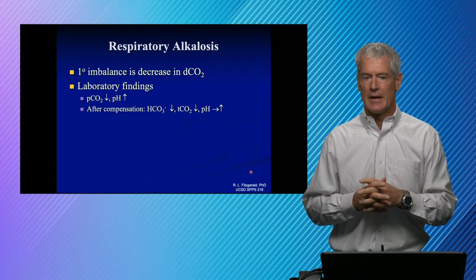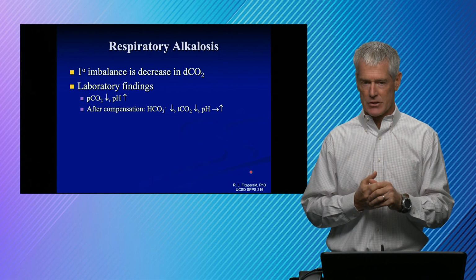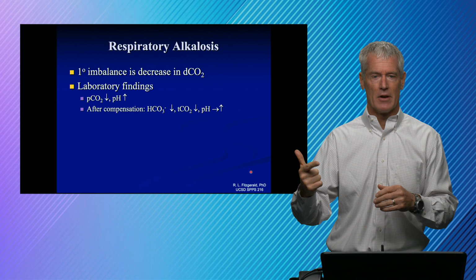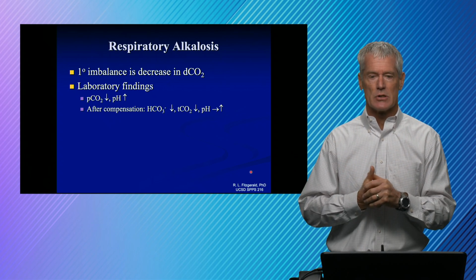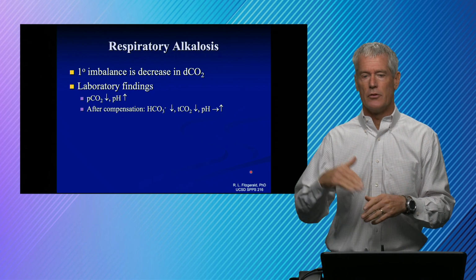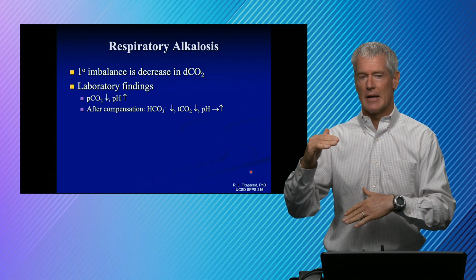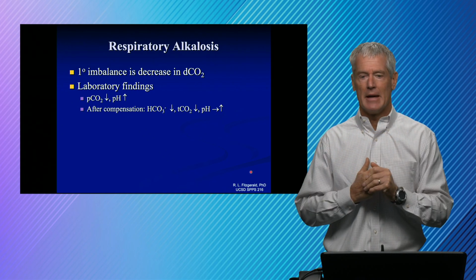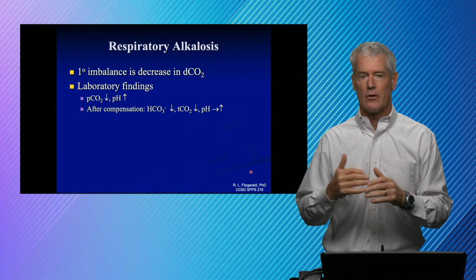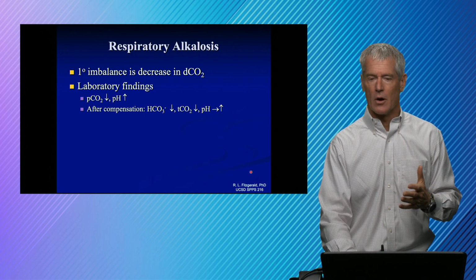So laboratory findings, the PCO2 is going to be low and an elevated pH, so you're alkalotic. And you got alkalotic because you don't have enough acid. So that's a respiratory alkalosis. After compensation, so you don't have enough PCO2, you're going to excrete bicarb, again, to try to lower your bicarb and maintain that 20-to-1 ratio. So your total CO2 will go down and your pH will try to normalize, but doesn't always do that.